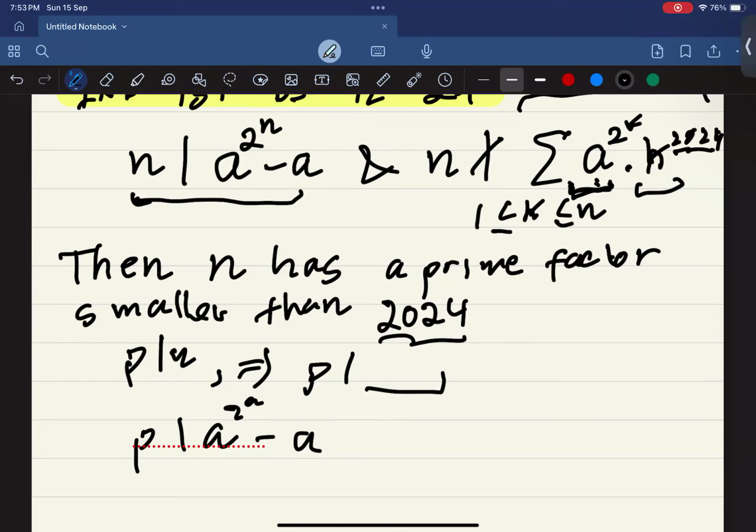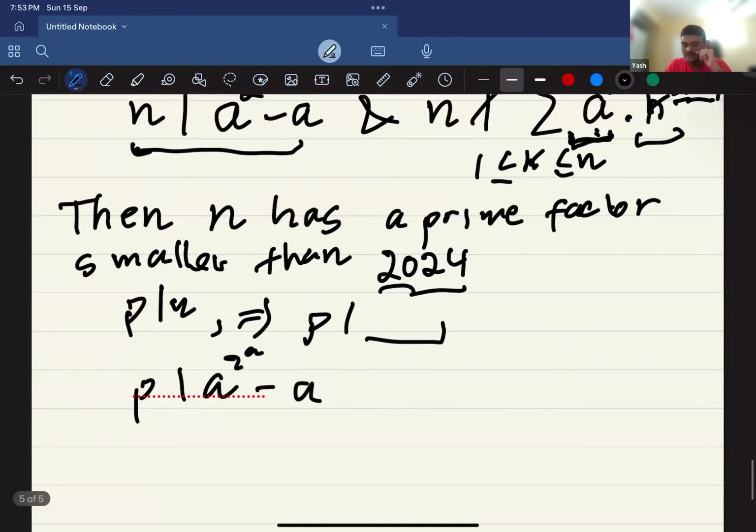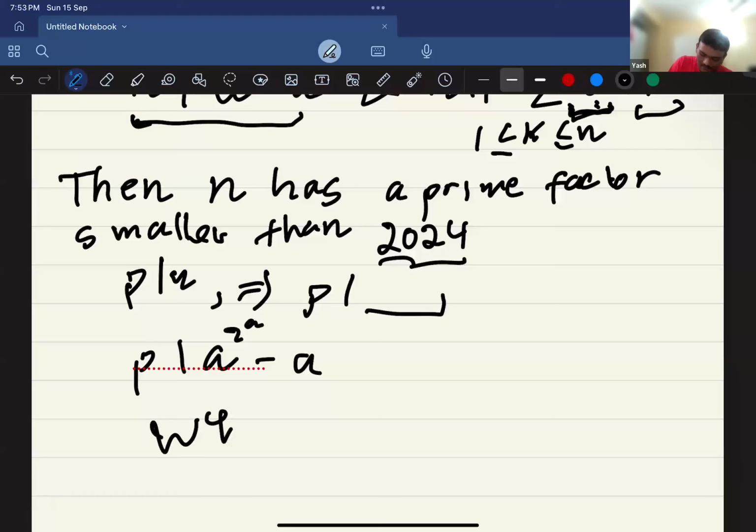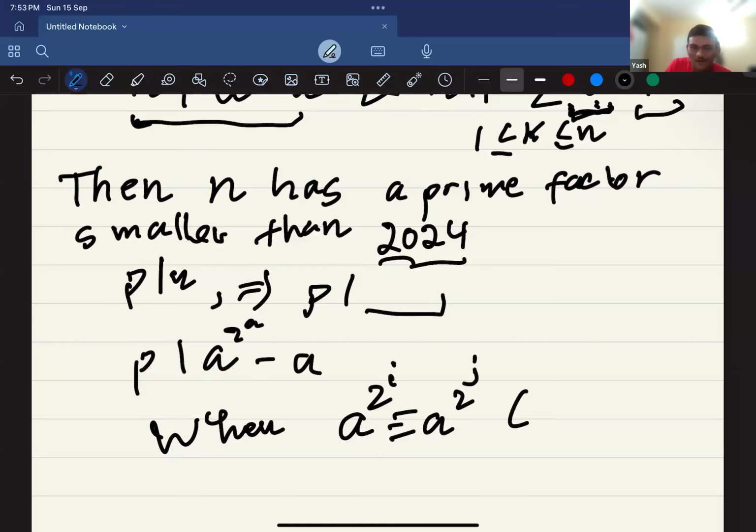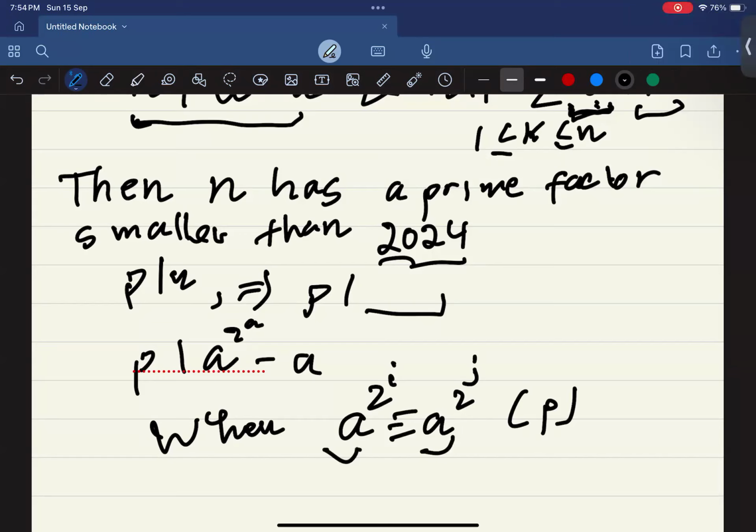So now I use this divisibility condition. When is a to the 2 to the i congruent to a to the 2 to the j? I'll not write mod p, I'll just write p. You understand that the bracket p implies mod p. Also, I'll actually use equality from now on. So can you guys come up with a condition? 2 to the i congruent to 2 to the j mod p means.